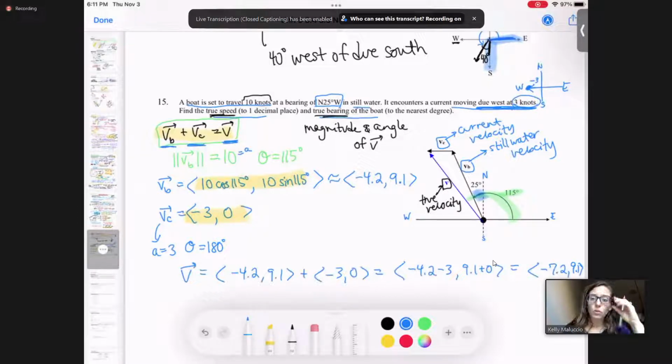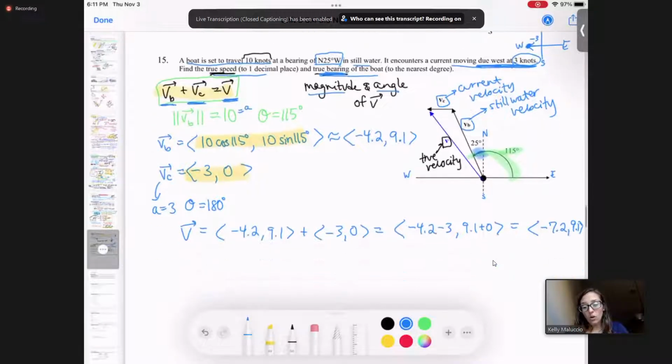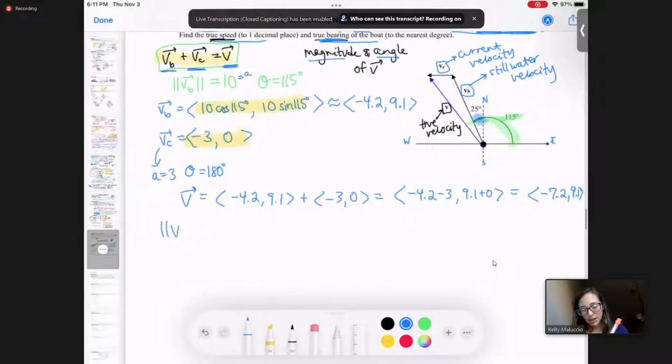And so this is my velocity vector. It's the true velocity. But I want the magnitude and the angle, which is the bearing. And so I know my formulas, right? To get the magnitude of V, I just do the square root of each component squared. So the square root of negative 7.2 squared plus 9.1 squared, right? And this here will get us the true speed.